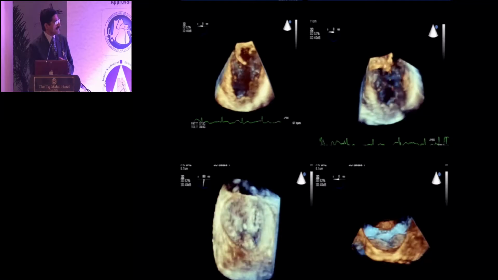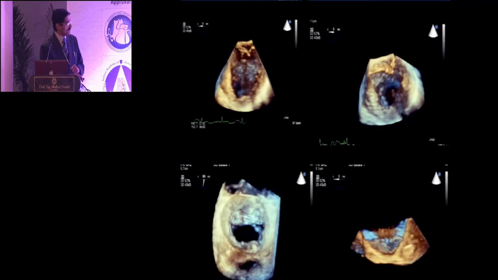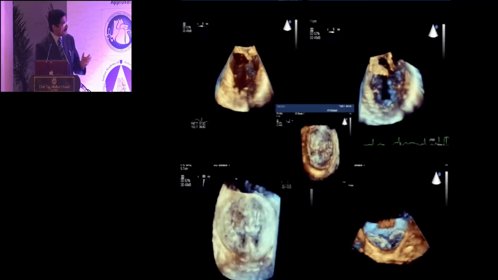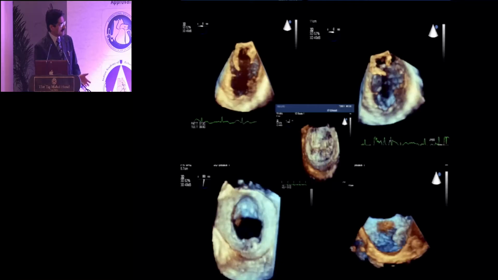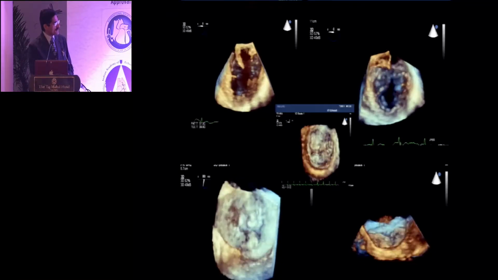But the rest of the leaflets, the surgeon found, and even intraoperatively we found with the TEE, that it could be repairable. Even from the apex view, looking from the left ventricle, except for the P2 part, the rest of the coaptations were looking good.